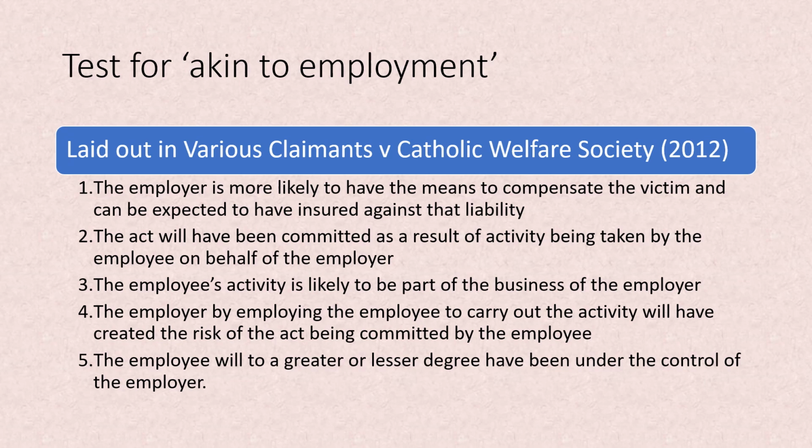And one of the key tests you should look to then is the various claimants in the Catholic Welfare Society, in which the employer is more likely to have the means to compensate the victim and can be expected to insure against the liability. Now, the act will be committed also as a result of the activity being taken by the employee on behalf of the employer. The employee's activity is likely to be part of the business of the employer, and the employer, by employing the employee to carry out the activity, will have created the risk of the act being committed by the employee. And finally, there is a greater or lesser degree of control by the employer over the employee.